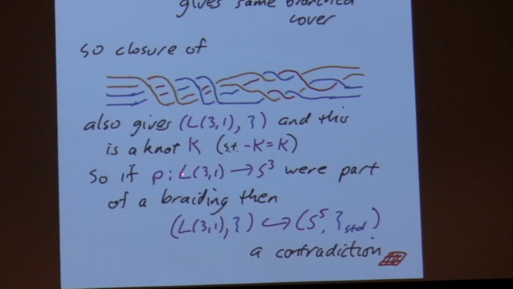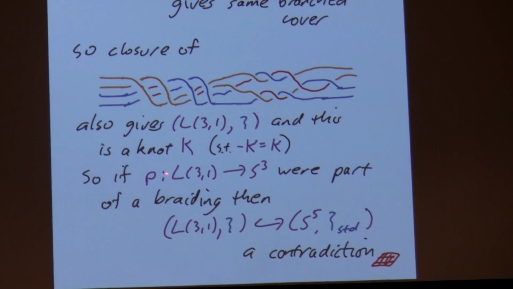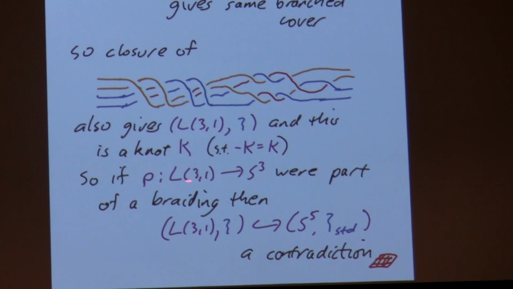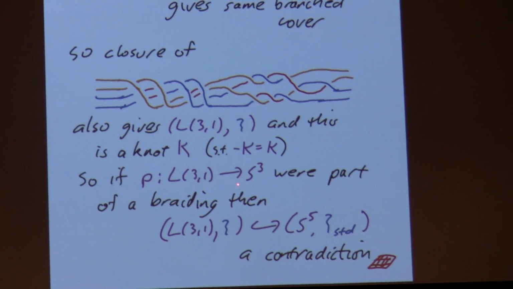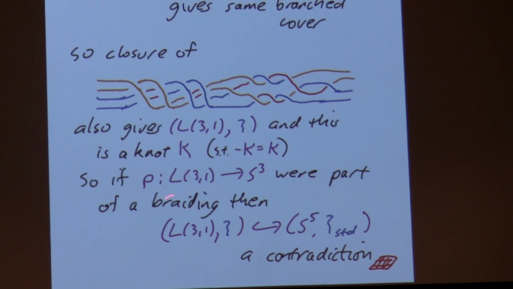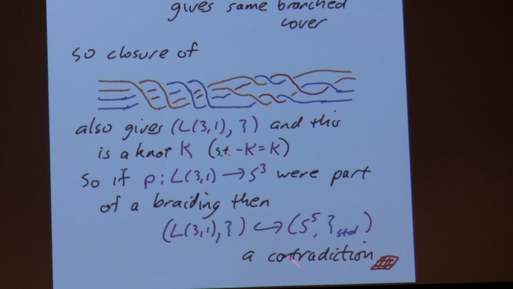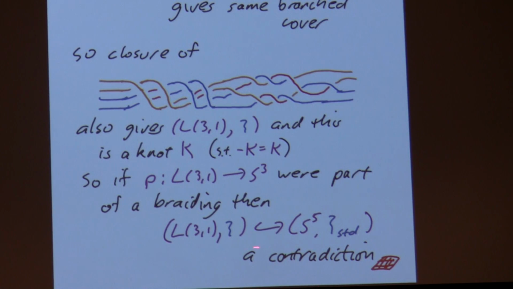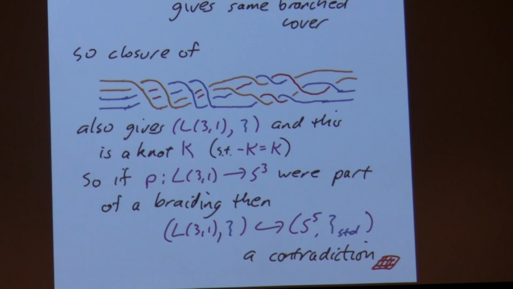I get it, right? And therefore, if you could realize this branch cover as a braiding, then you would have embedded this contact structure in S5, which you can't do. So there's no way you can choose this auxiliary function from the lens space to H so that P comma that function is a braided embedding.